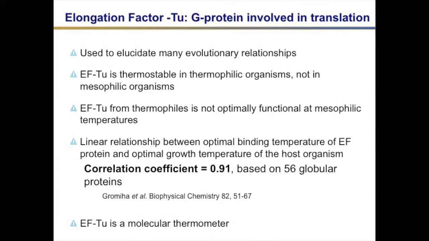What's nice about this in terms of our studies is that there's a linear correlation between the optimal binding temperature of EF proteins and the optimal growth temperature of the organism from which that protein comes. Meaning, if your EF protein is stable up to 80 degrees Celsius, it comes from an organism that will optimally grow at around 80 degrees Celsius. There's a well-known linear correlation between some globular proteins and the optimal growth temperature of those proteins. EF happens to be one of those globular proteins.